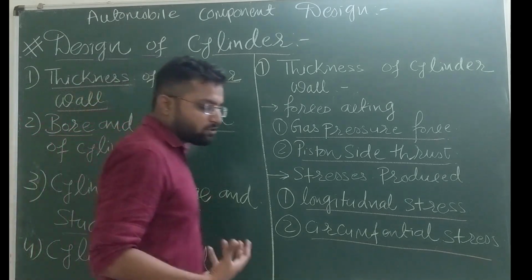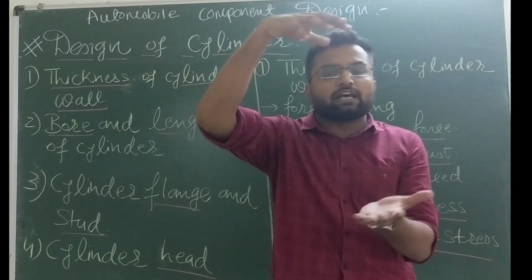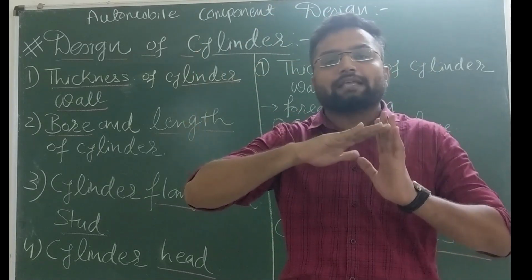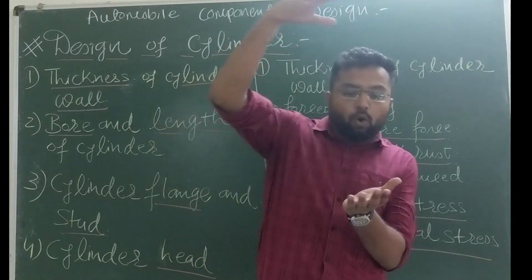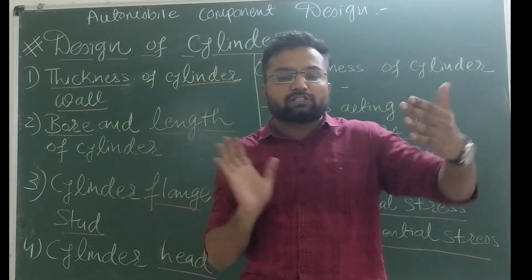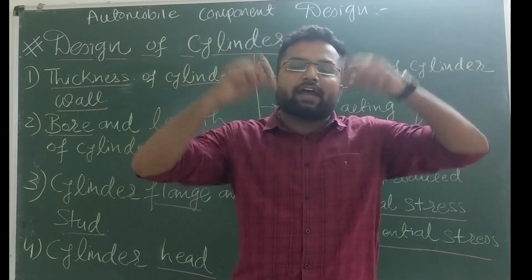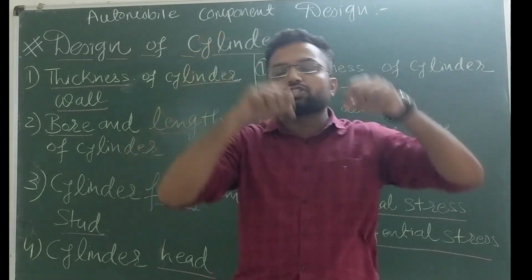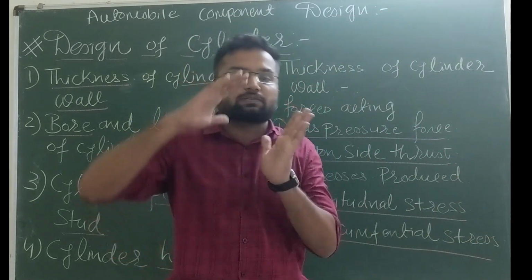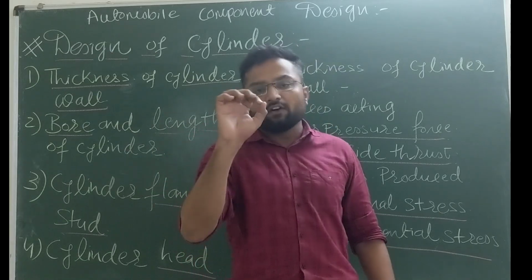What is this flange and stud? Because the cylinder block is a different, or you can say two-part, assembly. On the cylinder piston block, we are going to provide a cylinder head, and the cylinder head will be fixed by the stud, and the portion which is fixed at the stud is called the flange.